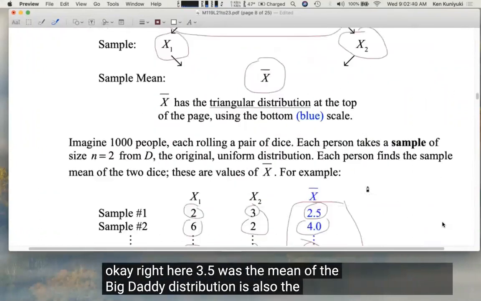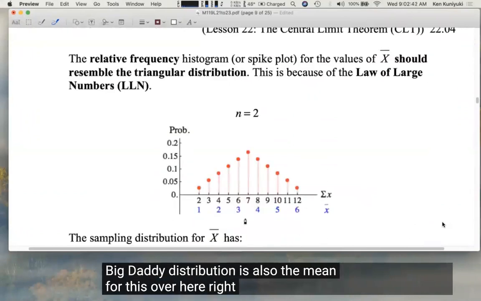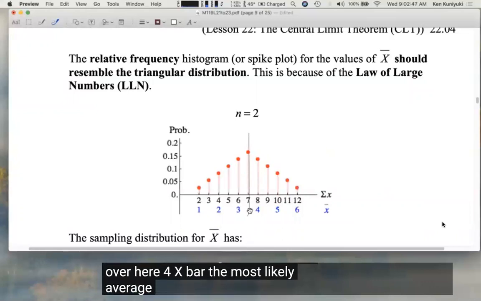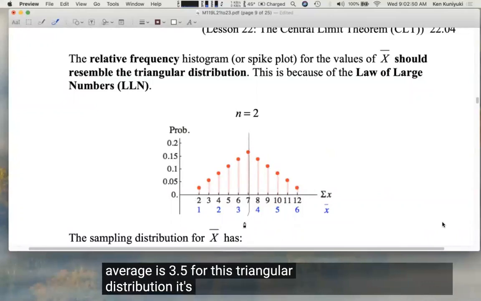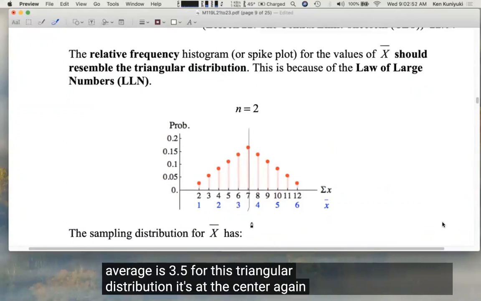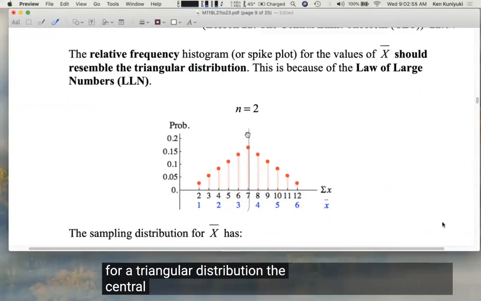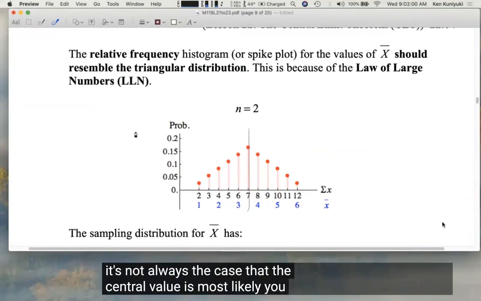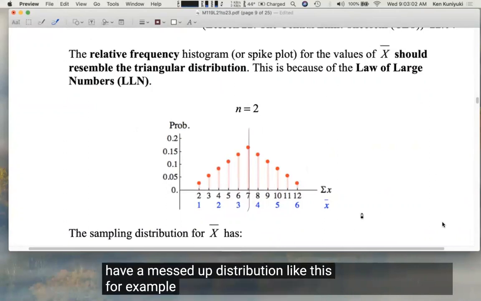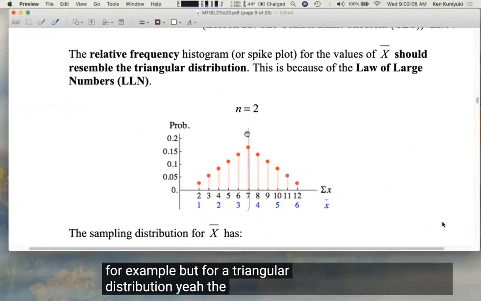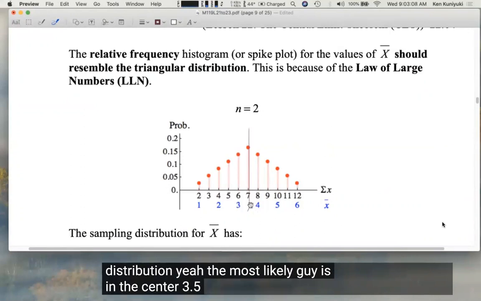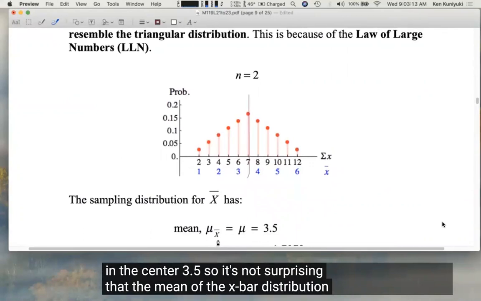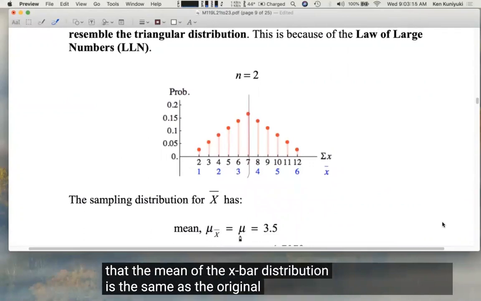Right here, 3.5 was the mean of the Big Daddy distribution. And it's also the mean for this over here. Here was 3.5 over here for X bar. The most likely average is 3.5 for this triangular distribution. It's at the center. Again, for a triangular distribution, the central value is the most likely one. It's not always the case that the central value is most likely. You could have a messed up distribution like this, for example, but for a triangular distribution, the most likely guy is in the center, 3.5. So it's not surprising that the mean of the X bar distribution is the same as the original mean.